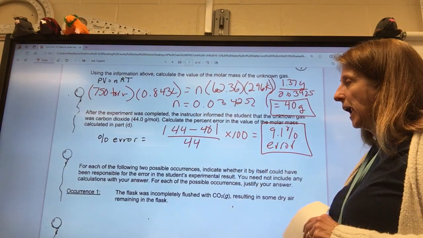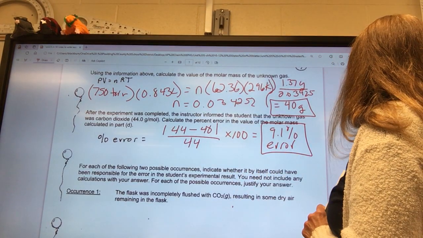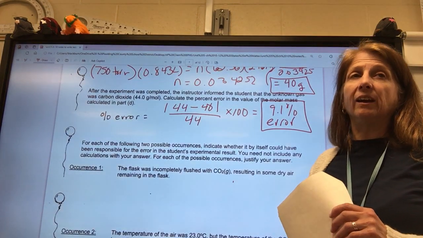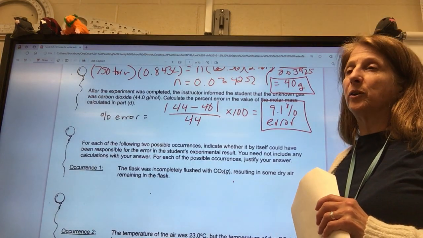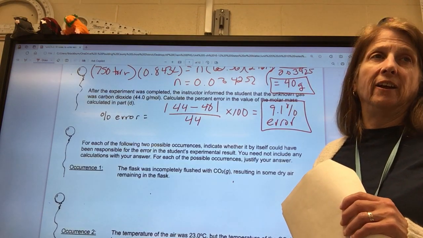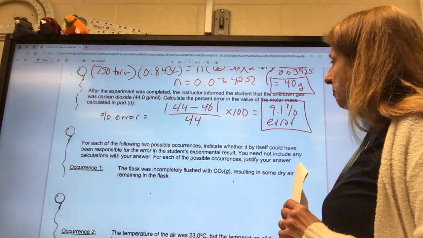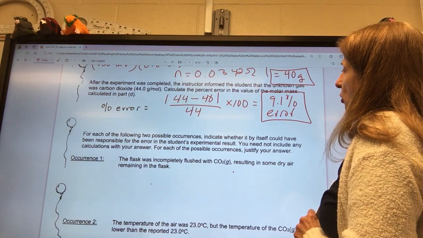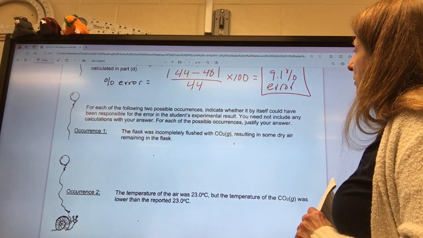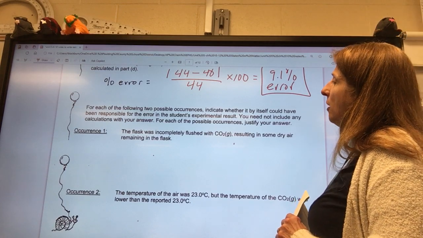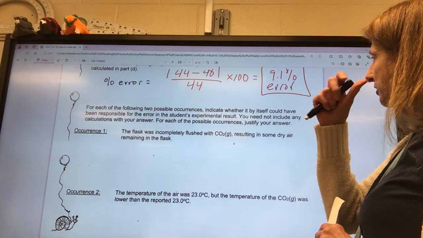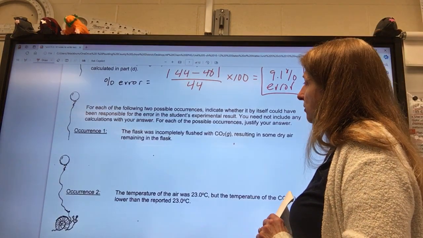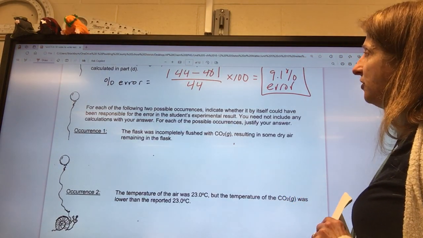Okay, now the problem goes on. So that's what these are, you're going to have five free responses, and you can see they're long. They just keep adding and adding parts to it. Okay, for each of the following possible occurrences, indicate whether it by itself could have been responsible for the error in the student's experimental result. You need not include any calculations with your answer. For each of the possible occurrences, justify your answer.